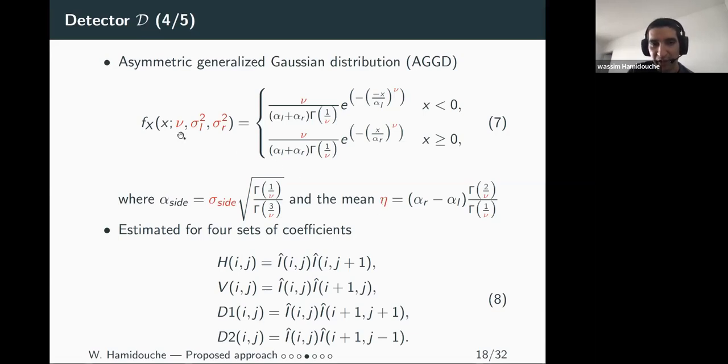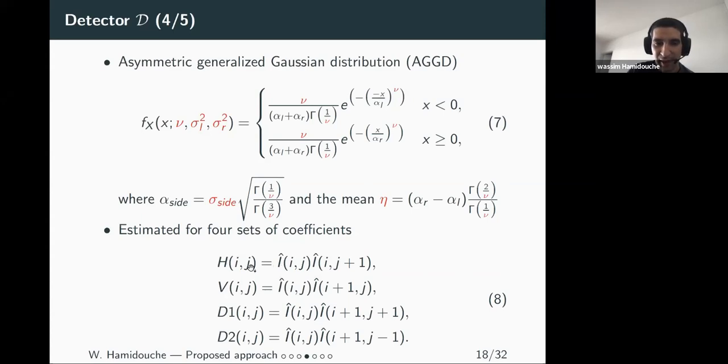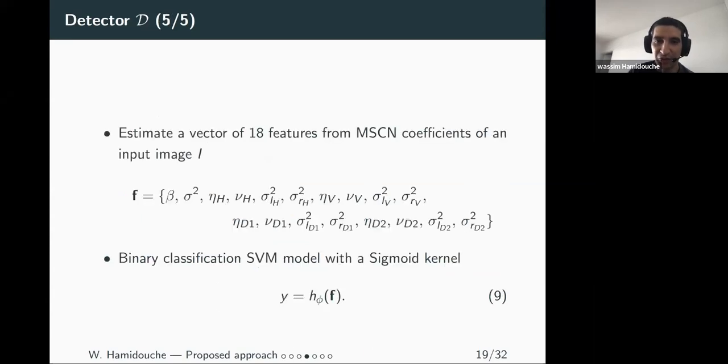So here we have four features, but we don't estimate these four features for the MSCN coefficients themselves. We estimate them for four other variables, which are horizontal information, vertical, first diagonal, and second diagonal, which are computed from the MSCN coefficients. So to summarize, we have two features from the GGD distribution, which we computed here, beta and sigma square. And for each orientation, horizontal, vertical, first diagonal and second diagonal of the MSCN coefficients, we will have four parameters of the AGGD distribution. So in total, we will have 16 features of the AGGD distribution and two features from the GGD. So in total, we will have 18 features from MSCN coefficients of an input image.